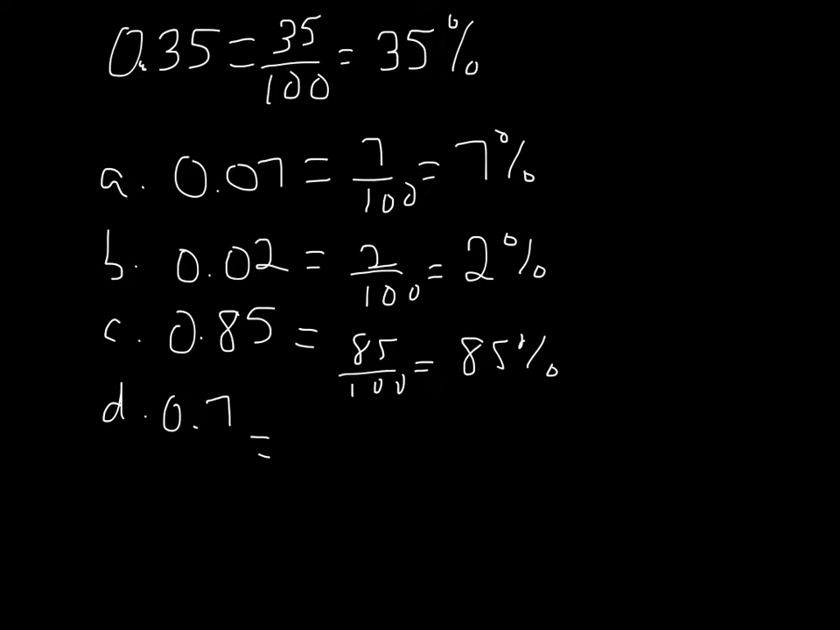And then 0.7, this is where it gets interesting. This is not 7 hundredths, this is 7 tenths. 7 tenths is actually the same as 70 hundredths. And so we should get 70%.